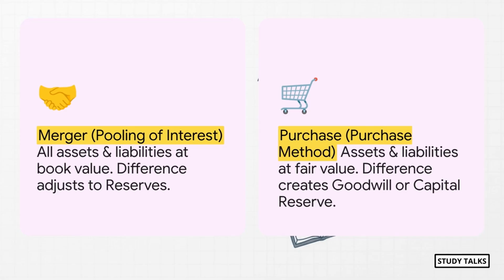You use the purchase method. Assets come in at their fair value, you only bring over statutory reserves, and the difference between what you paid and the net assets you got creates either goodwill or a capital reserve. The impact on the balance sheet is massive.